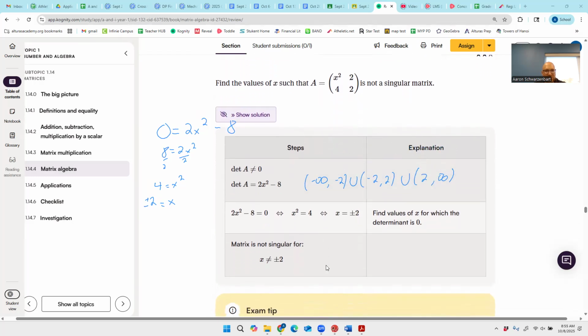Those are the values that make it work. Find the values where it's not a singular matrix. All of these values, which is kind of why I wanted to write that out, there is no inverse. There's no inverse because the determinant is 0. Okay, so we put the equation for the determinant over there, and then we set it equal to 0 and solve, found where it would equal 0. Perfect.